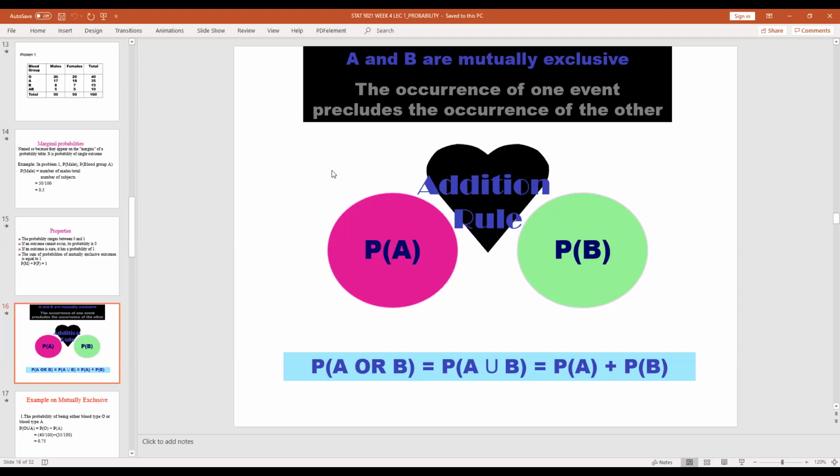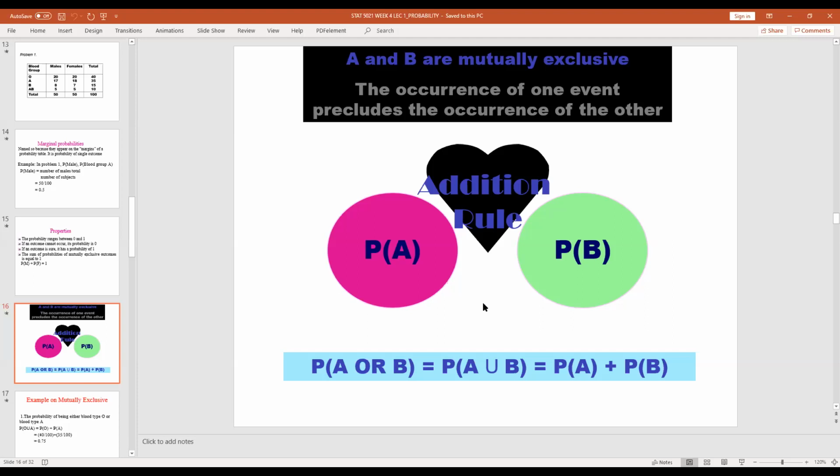Okay, and the symbolic representation, the set notation for that: if I want to find either A or B, then the probability of either A or B is going to be A union B. It's going to attract union. And that is the addition of the two probabilities. So I can only use the addition of probabilities in a situation where events are mutually exclusive.